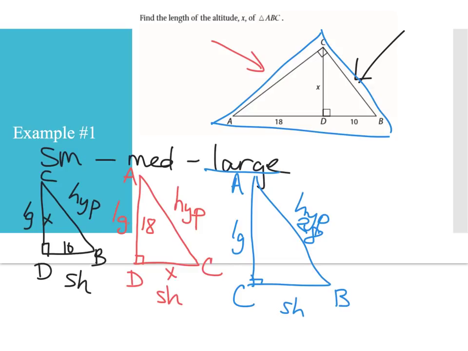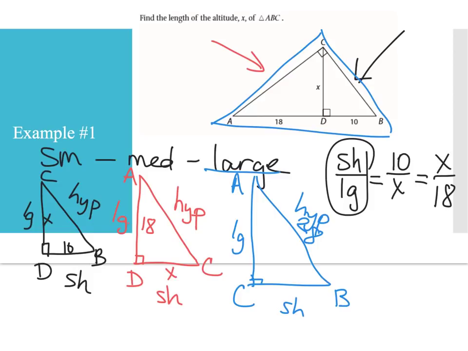So let's go back and compare the small and the medium, and let's see if we have any matching parts. And it turns out we do. We have short leg and long leg in both of them. So we have short to long. And so I'm going to write those numbers in for the small triangle. Short to long would be 10 to x. Write those numbers in for the medium triangle. Short to long would be x to 18. So that's what you're looking for.